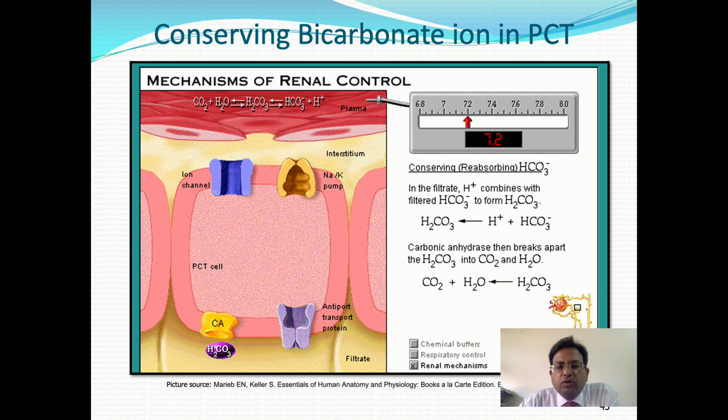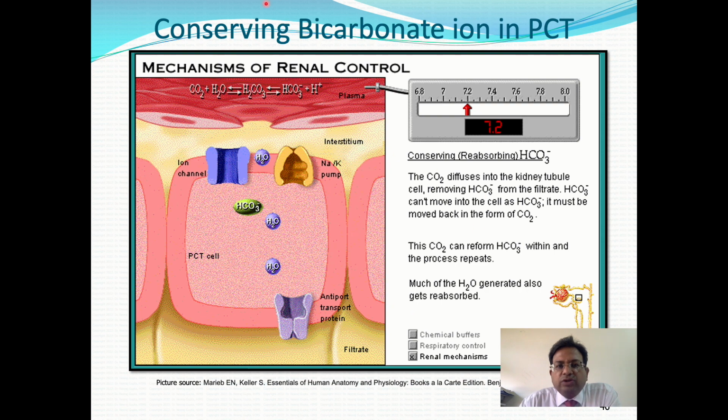Now, this carbon dioxide will diffuse into the kidney tubular cells, thus removing the bicarbonate from the filtrate. As you know, the filtered bicarbonate cannot move into the cell, so it must be moved as carbon dioxide. And when the carbon dioxide comes into the cell, the same process repeats, and the bicarbonate and sodium will be absorbed into the system. In this manner, much of the filtered bicarbonate is reabsorbed by the kidney, and the water generated will also be absorbed back.